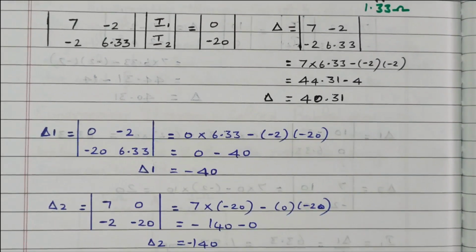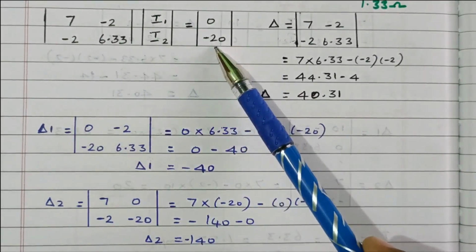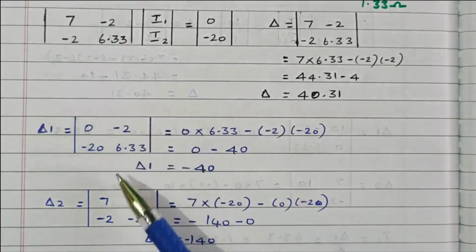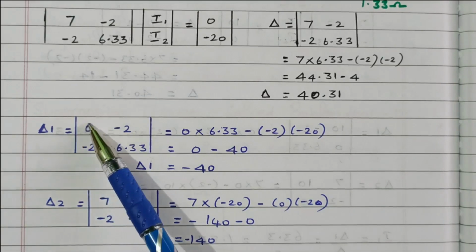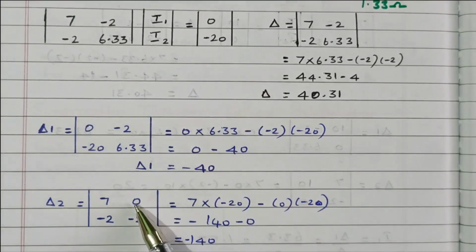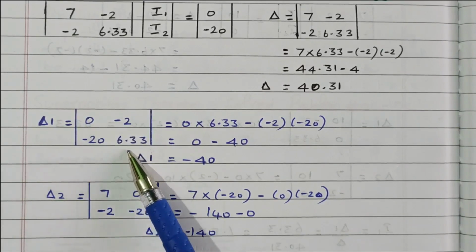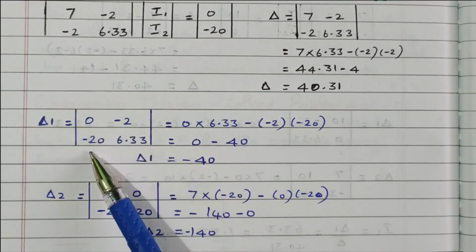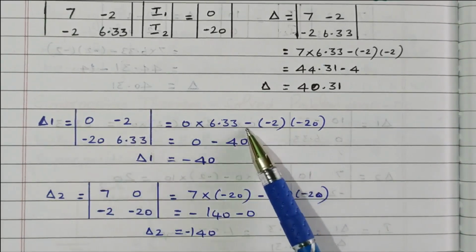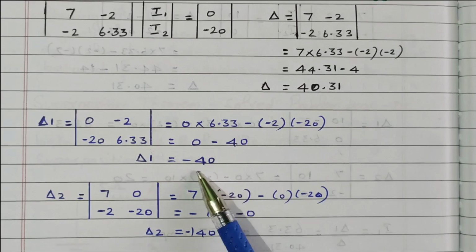What is del 1? Replacing the first column with the voltage matrix is del 1. Replacing the second column with the voltage matrix means del 2. Right? So for del 1: 0, minus 2, minus 20, 6.33. So 0 into 6.33 minus of minus 2 into minus 20. Right? So this term is 0. So 3 negatives are available, so finally negative only, minus 40. The del 1 value is minus 40.